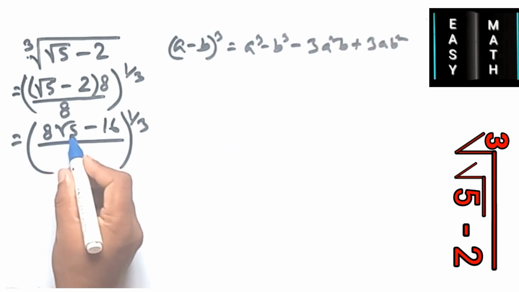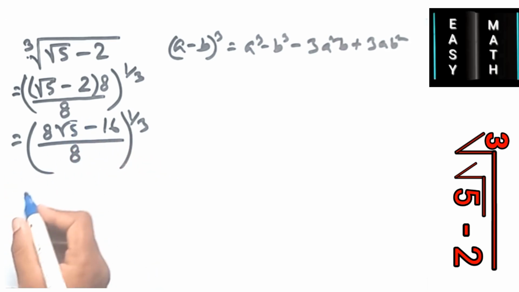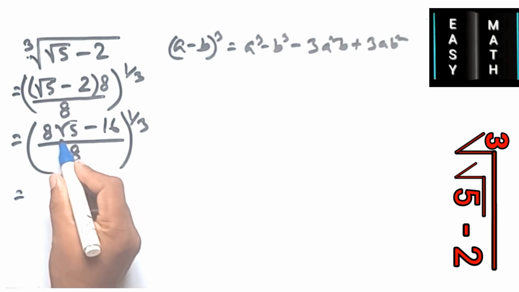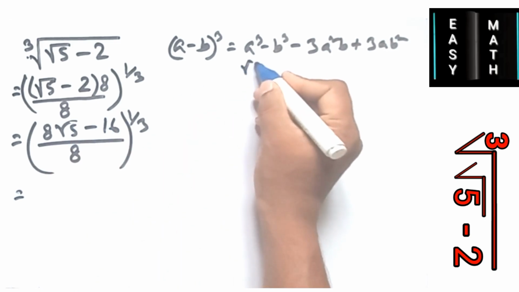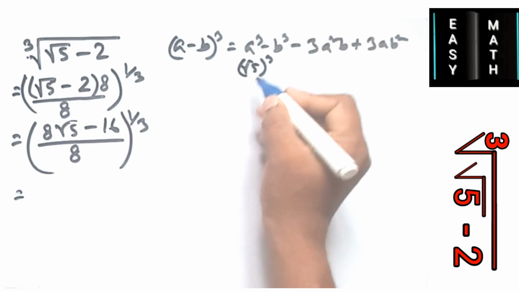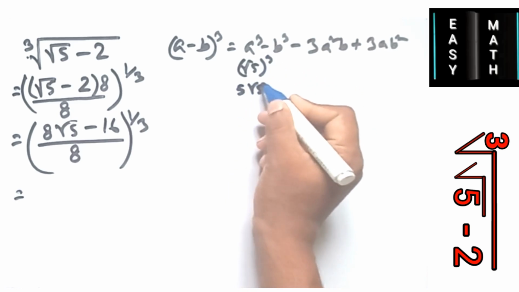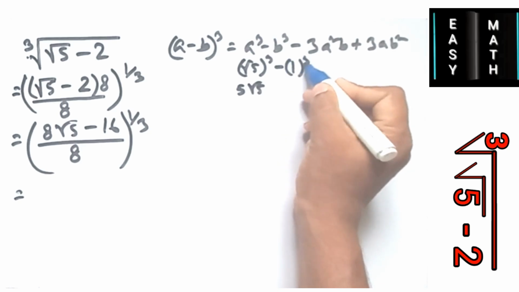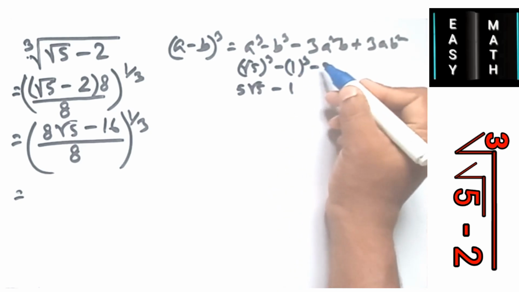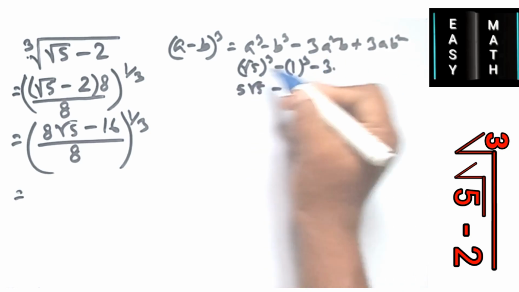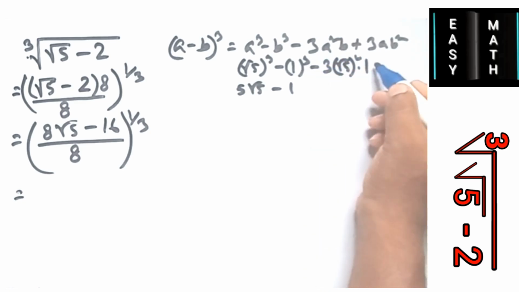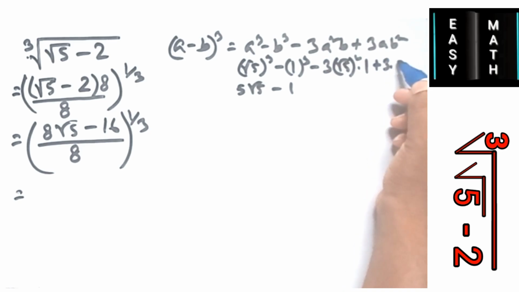Here a is root 5 and b is 1, so we can write: first, this is 5 root 5, this is the cube, so the cube of root 5 is 5 root 5, minus 1 cube, which is 1, and this is 3 times root 5 squared times 1, and this is 3 root 5 times 1 square.